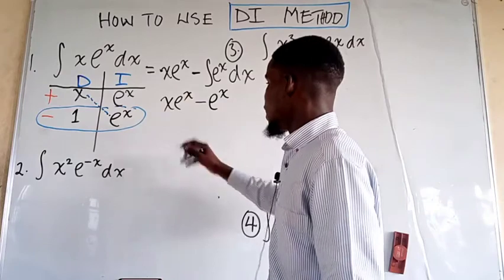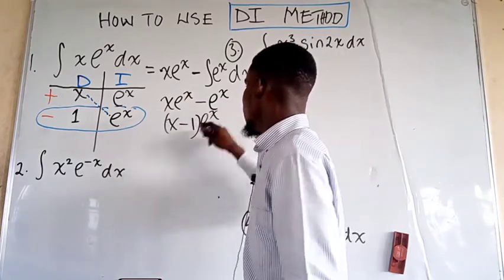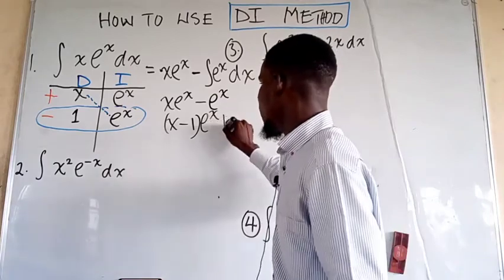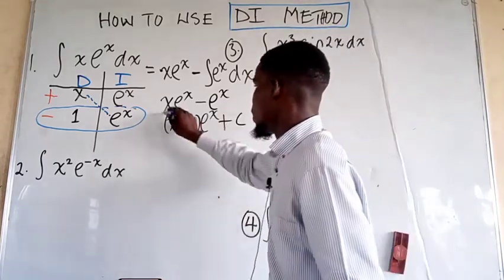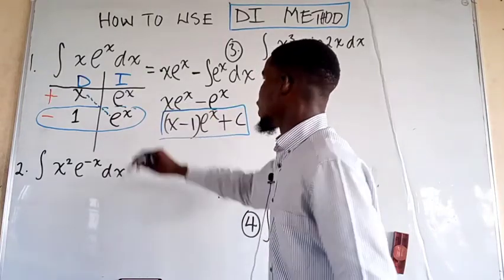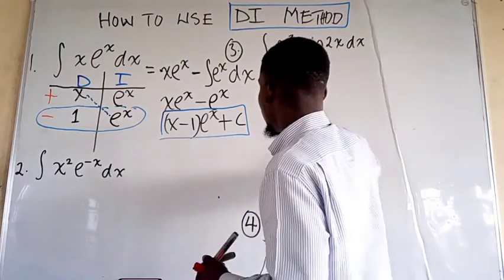And when we simplify this, we are going to have x minus 1, then e to the power of x. That is the result, alright? We just add an arbitrary constant, and that ends it for the first question. Okay, so maybe I will just equate it to the result and move on to another question.